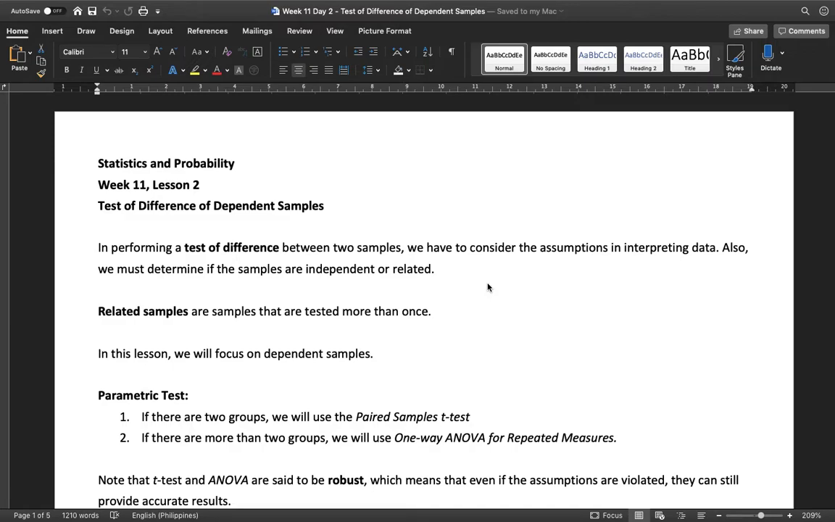Hey everyone, today we're going to discuss the test of difference of dependent samples. In our previous lesson, we learned about the test of difference of independent samples. This time naman, dun tayo kay dependent samples. And ganoon pa rin naman, in performing a test of difference, dapat i-consider pa rin yung statistical assumptions, yung apat: homogeneity of variances, normality, independence of samples, and linearity.